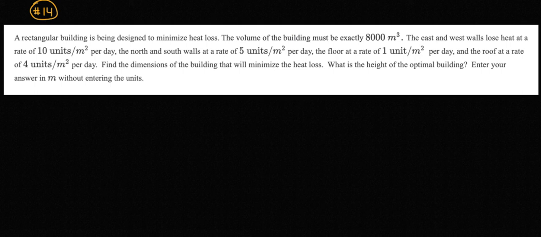west walls lose heat at a rate of 10 units per square meter per day, while the north and south walls lose heat at the rate of 5 units per square meter per day, and the floor loses heat at the rate of 1 unit per square meter per day, the roof at the rate of 4 units per square meter per day. The problem is asking to find the dimensions of the building that will minimize the heat loss.